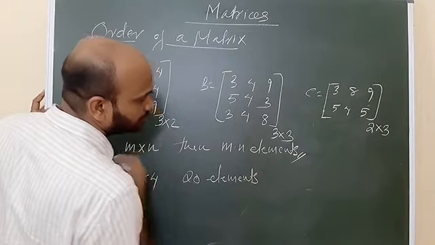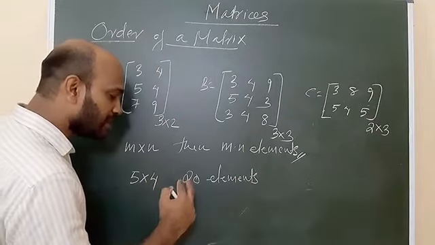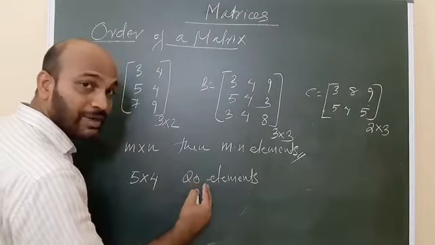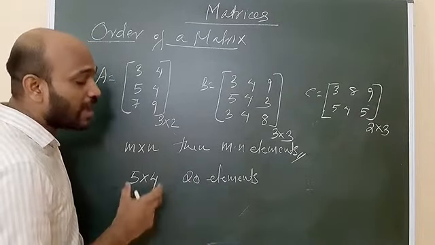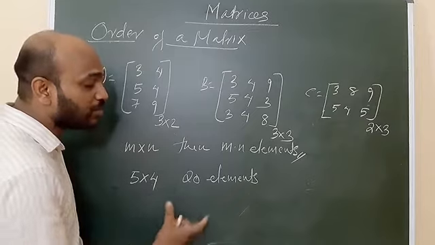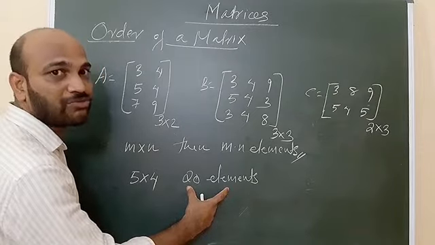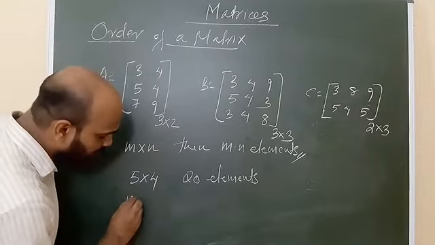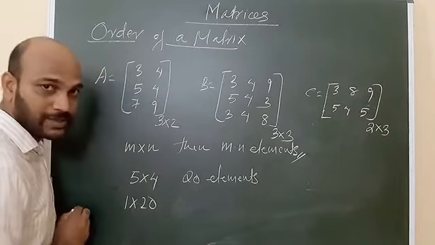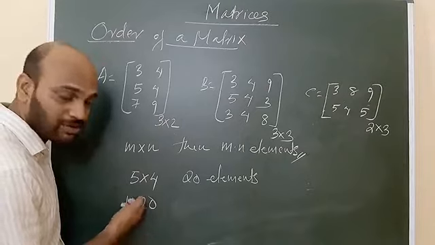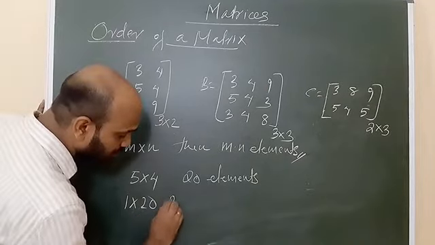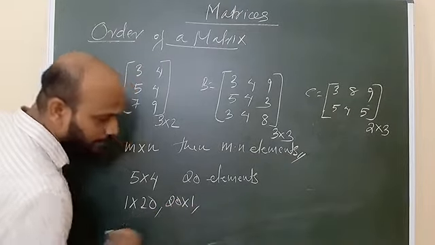20 elements. We can expect the question in reverse also. If there are 20 elements, how many possible orders can it have? That means how many different ways can we represent 20 elements in a rectangular form. One way is 1 by 20, meaning 1 row and 20 columns. It's a rectangular form. And the second way is 20 by 1.